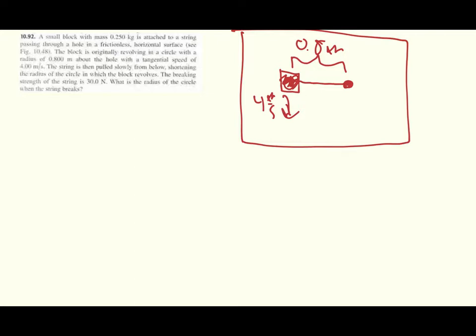So what's going to happen is that you're going to pull, and the string is going to get shorter and shorter, and eventually at some point here, the tension equals 30 newtons. The string breaks. And we want to know what the radius is at that point. What is the radius going to be?